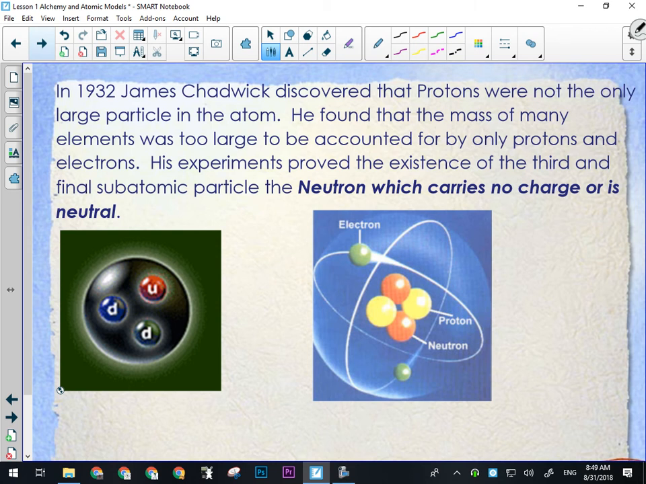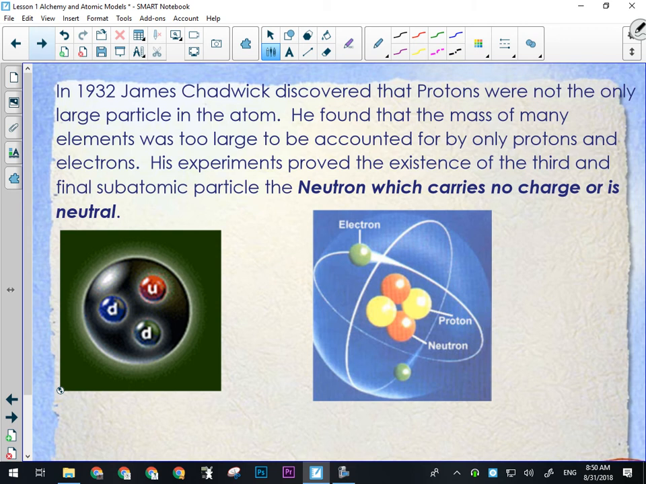He found that the mass of many elements was too large to be accounted for by only protons and electrons, because we knew electrons were practically massless. They're not, but they're so small. So he said, well, then there must be another particle, but it can't be charged, obviously, because then that would throw off all the charge balancing. So there's this big neutral particle, the same size and mass as a proton, but it doesn't have a charge. We'll call it a neutron. The neutron carries no charge.